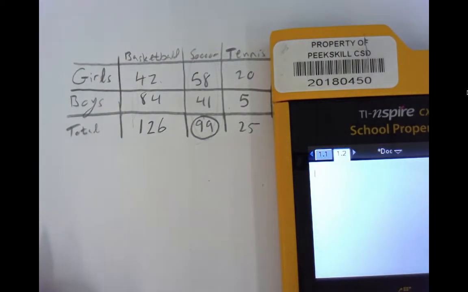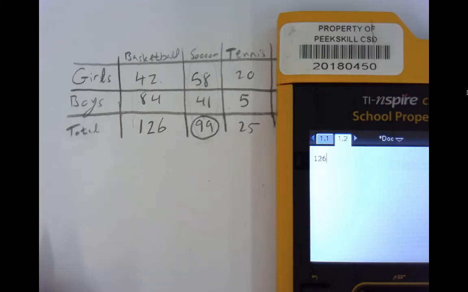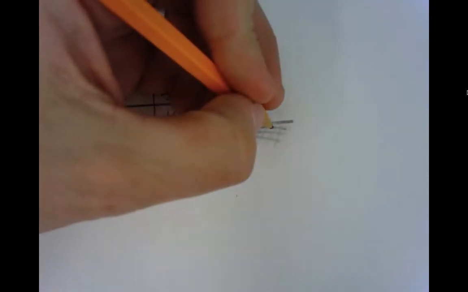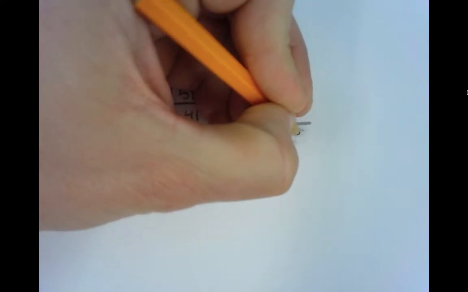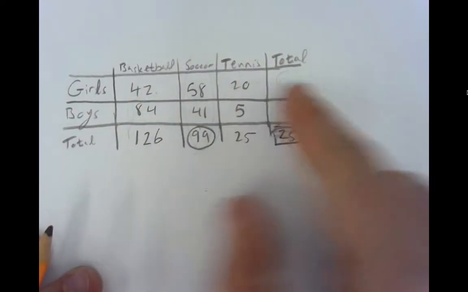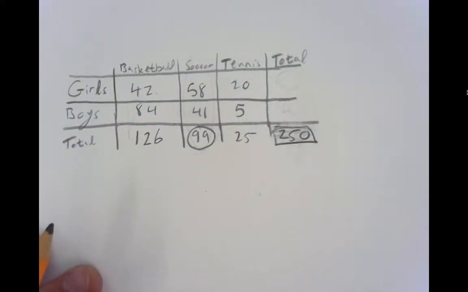Make a new calculator. 126 plus 99 plus 25. That gets me 250 students total. So this is saying overall there are 250 students. Let's confirm that between the boys and the girls. Just make sure that these totals add up all the way.